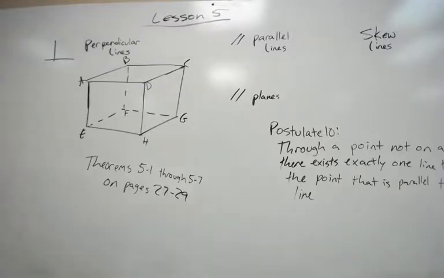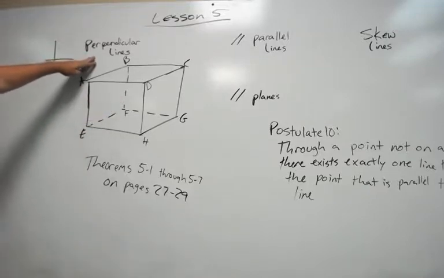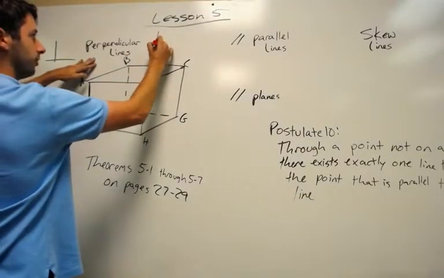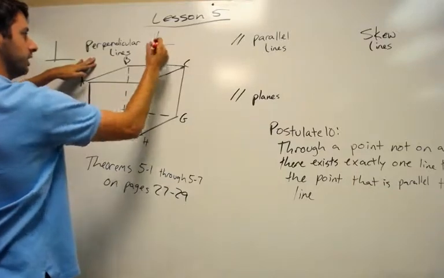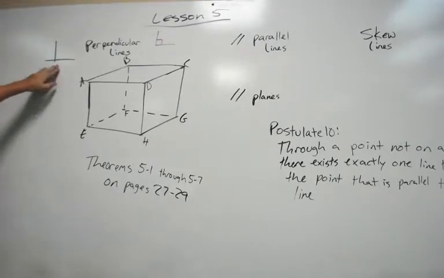The first thing is a few different types of lines, and then I'll show it with the example of a cube. Perpendicular lines are lines that intersect and form a 90-degree angle. When they form a 90-degree angle, or a right angle, they are perpendicular lines. This is the symbol for perpendicular. So if I say perpendicular, I might be using this as the symbol.